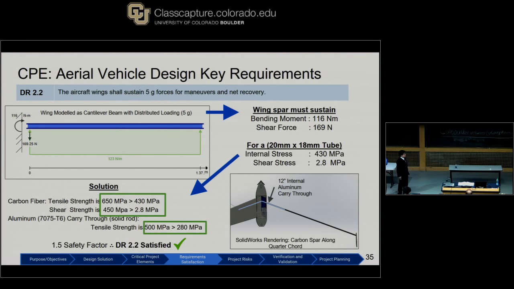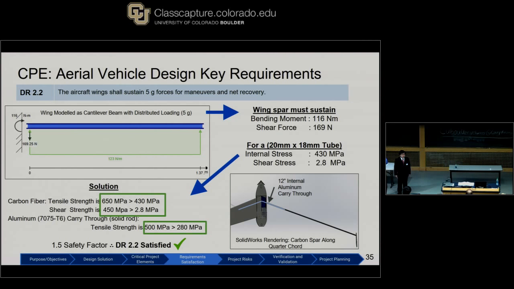Same derived requirement, we're just looking at a different portion of the wing now. We're going to be looking at the carbon fiber rod, or the spar, excuse me, and then also the aluminum carry-through rod right here. This was modeled as a cantilever beam with an evenly distributed 5G loading. This resulted in a bending moment of 116 Newton meters, shear force of 169 newtons, and then for our dimensions, internal stress of 430 megapascals, shear stress of 2.8 megapascals. Considering that this is carbon fiber, the tensile strength and the shear strength are greater than the stresses experienced.